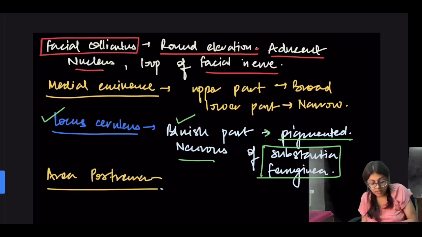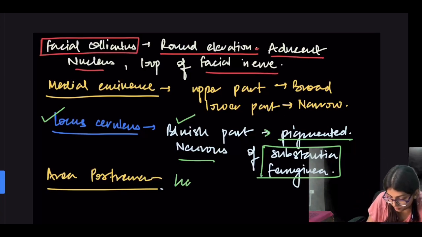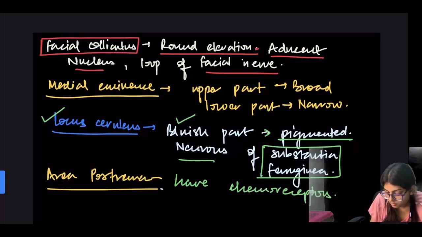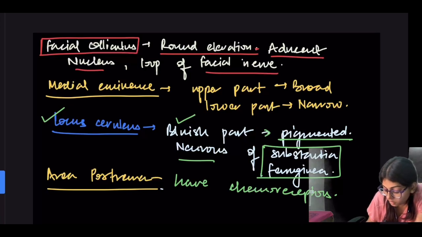So this is a site that has chemoreceptors. The area postrema has chemoreceptors present, and it also lacks the blood-brain barrier.